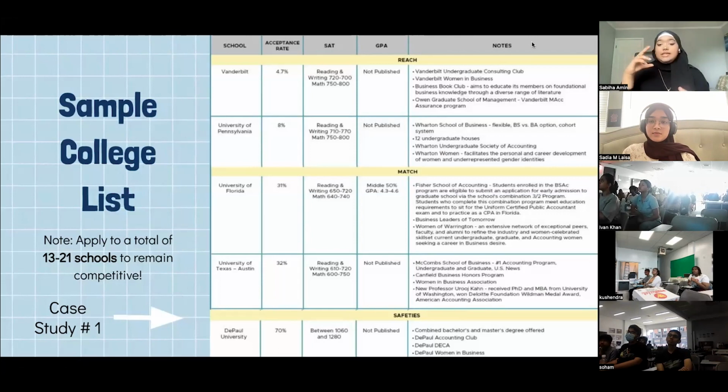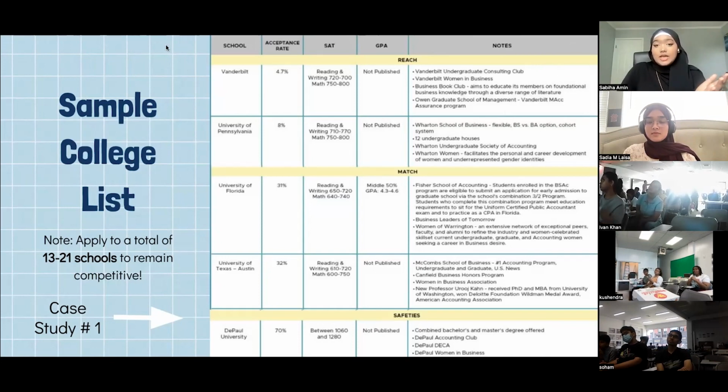Even though this one only has 5, in general, to remain competitive right now, we recommend 13 to 21 schools, especially because of how low acceptance rates have become, even at a lot of safeties, such as Stony Brook. We recommend applying to a few more colleges, even if it takes more effort to write supplementals, so you have more options to choose from. Here, since she's very interested in business, we have Vanderbilt and UPenn as reaches, University of Florida and University of Texas Austin as matches, or targets, both can be used, and then DePaul University as a safety.